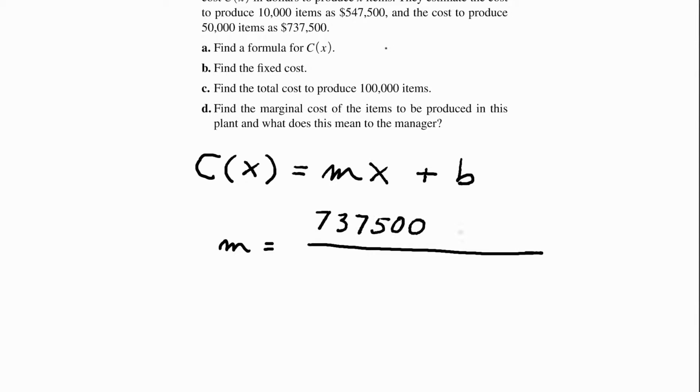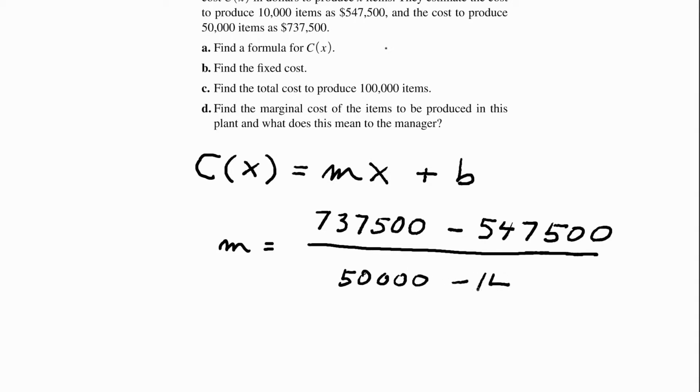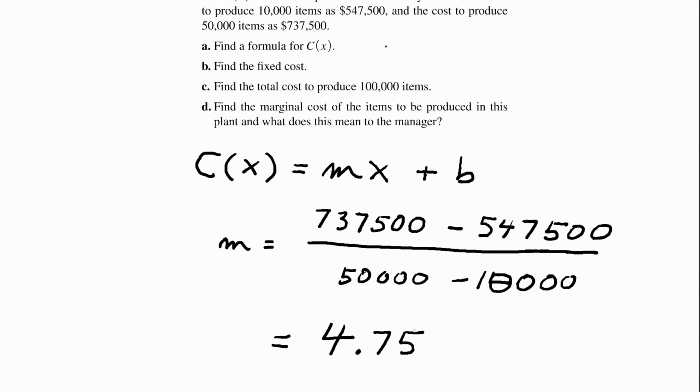737,500 minus the 547,500. That's the difference in the y coordinates. And then we're going to be subtracting our 50,000 minus 10,000, sorry. A little calculation in my head. So if you do this calculation, what you're going to find out is that you get this 4.75.